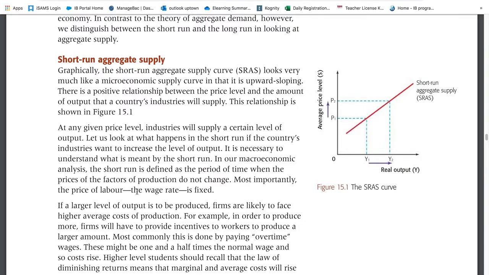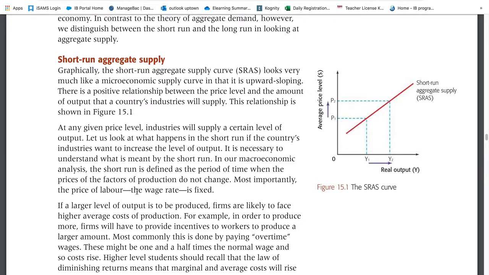Now, when you do produce a larger level of output, firms are going to start facing higher average costs of production. They're going to increase. So, for example, your staff, you'd have to start paying them overtime if they're staying later to produce more and more items. So your costs are going to rise over time.